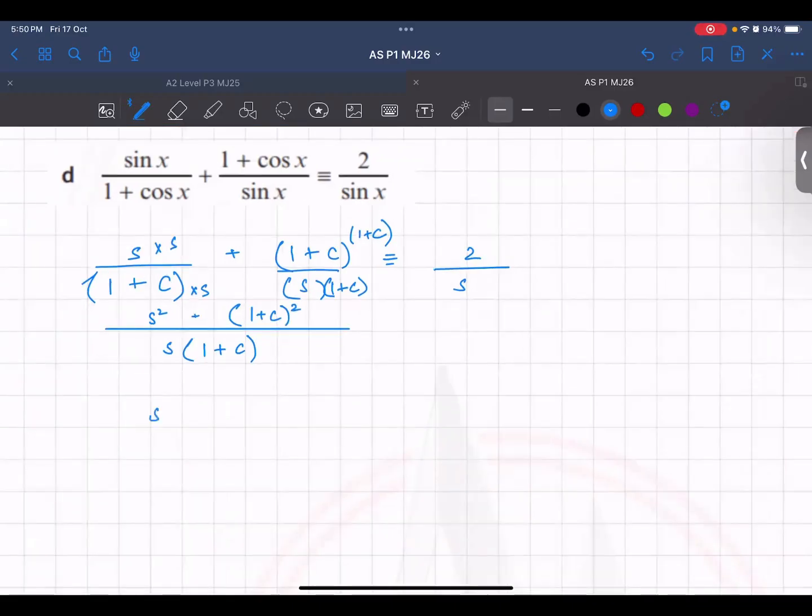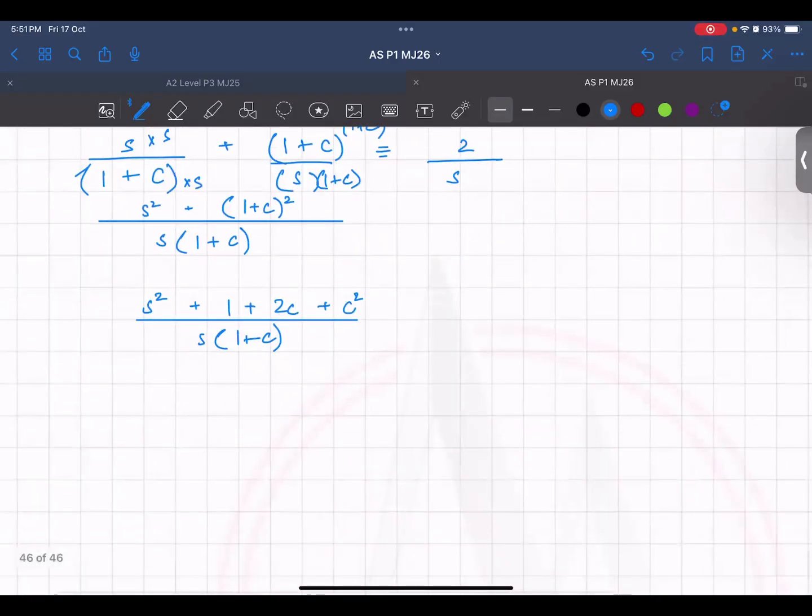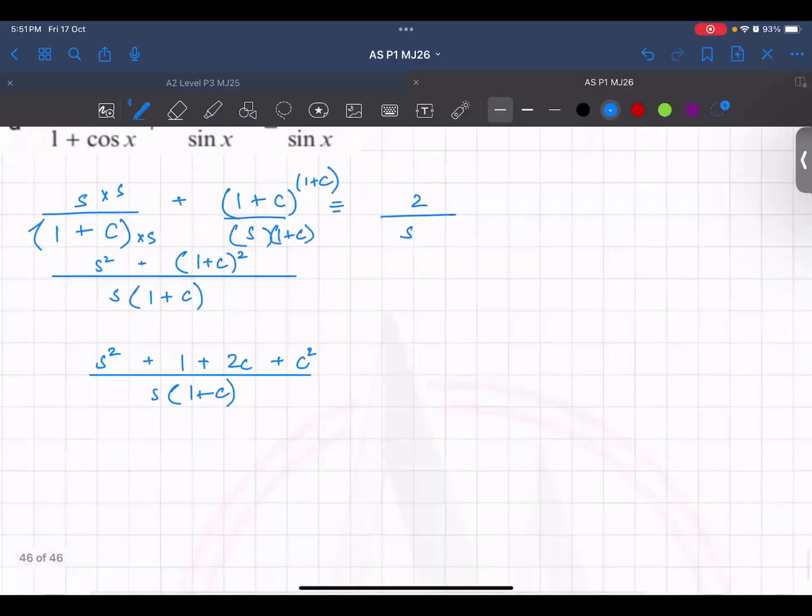Then sine square would remain sine square. 1 plus cos whole square. You will use the identity (a plus b) whole square. So 1 plus 2 cos plus cos square upon sine 1 plus cos.